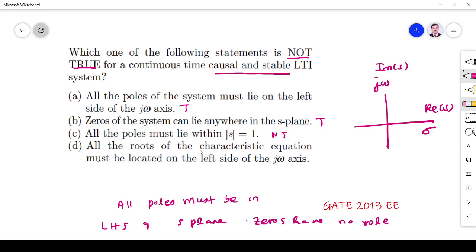All the roots of the characteristic equation are nothing but poles only. So, we know that poles should be located on the left side of the j omega axis. So, this is also true. So which is not true? C is not true. So option C is the right answer, because there is no condition that poles must be within S is equal to 1. That is not the condition, right? So option C is the right answer.